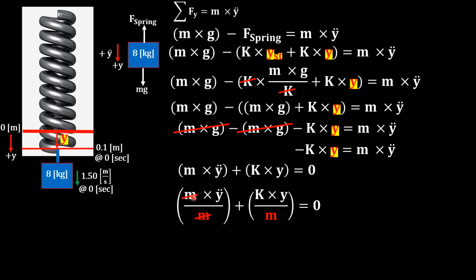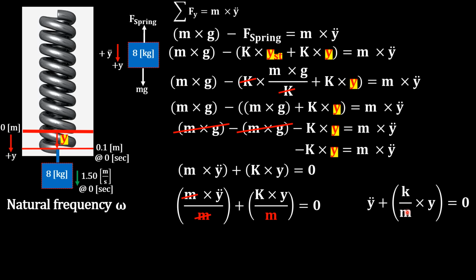So here we can cancel the mass, and then we can rewrite this equation: acceleration plus k over m times y equal to 0. So the question is, what is k over m? Well, there's something called the natural frequency.